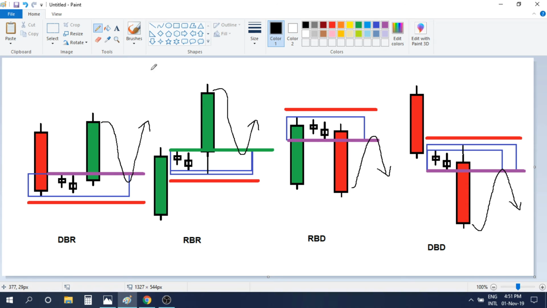Targets could be in a separate video. I'll explain what they could be. They could be at least two times the zone size, somewhere around here for this particular case. So these are basically risk-based targets. If you lose in this particular demand zone, you're losing this much, right? You're basically losing this much from here to here.